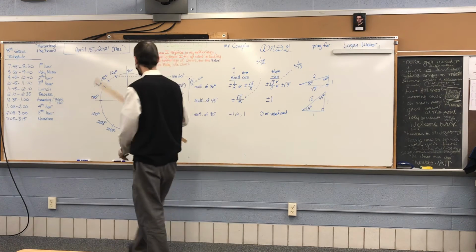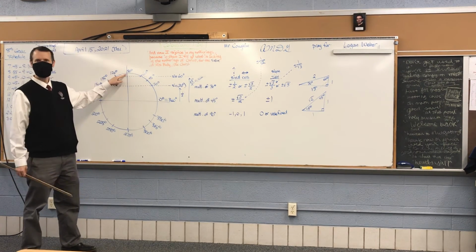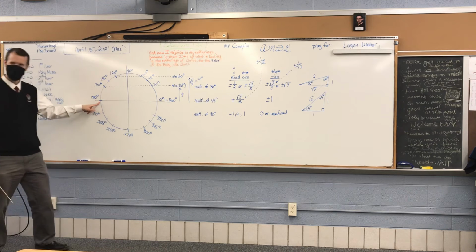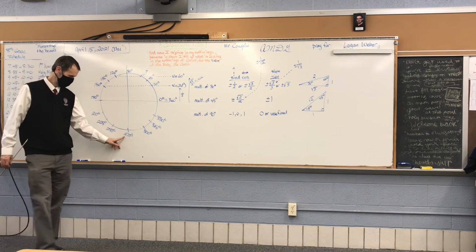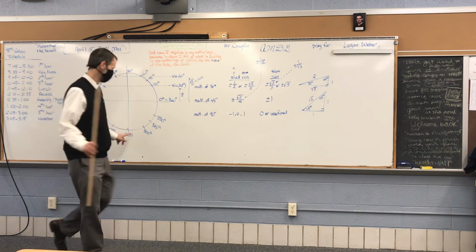Mike, I want you to give me the sine and the cosine and the tangent. Sine is 1. Cosine is 0. Tangent, undefined. Jack, sine. That is negative one. I mean 0. Cosine, that's negative 1. Tangent, 0. Jyotishan, sine, cosine, tangent. Nice.